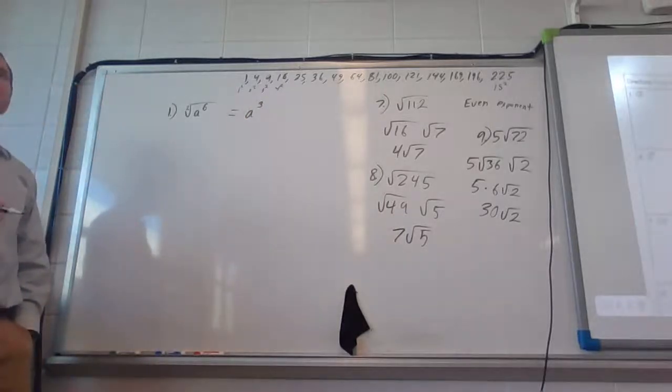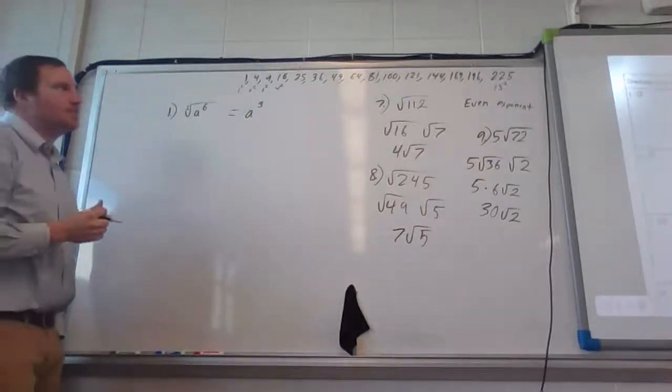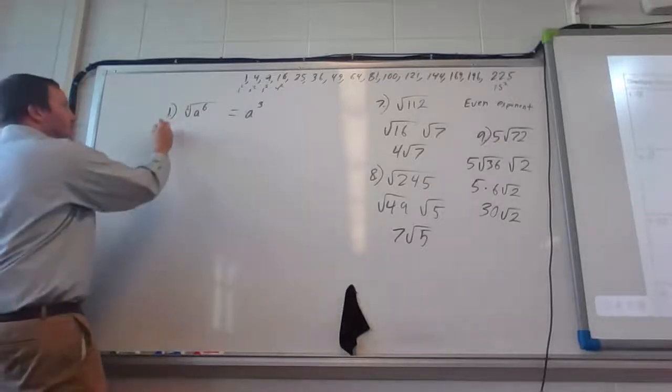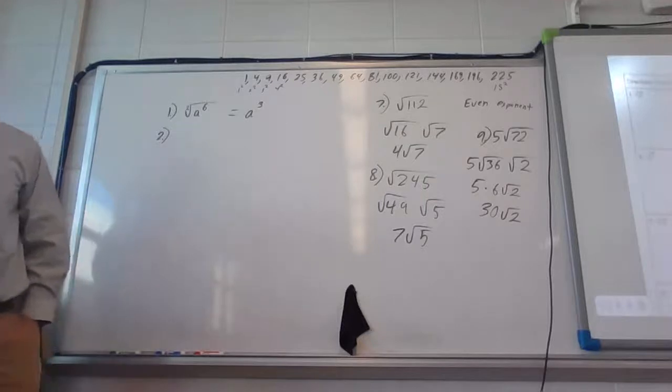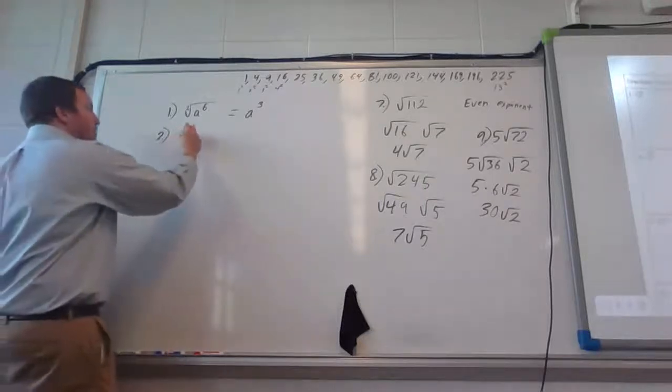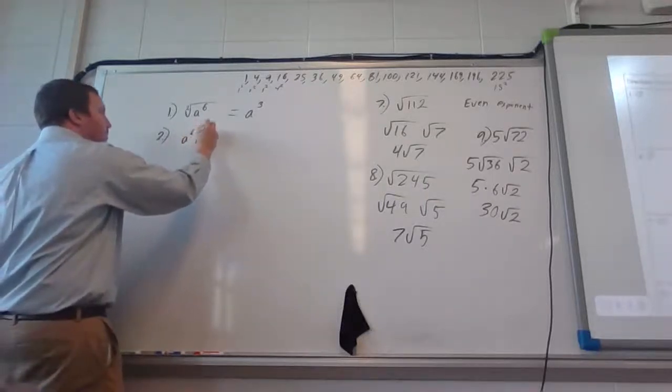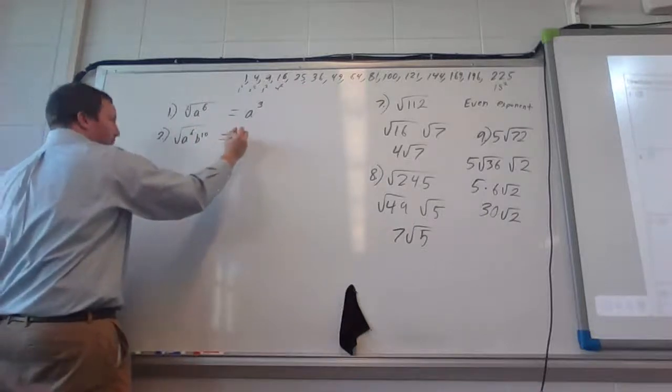Wait, that's the answer? Mhm. So you just divide, if it's even, you just divide the exponent by 2. So if it's even, divide your exponent by 2. So we have a to the 6th, b to the 10th. So that'd be a to the 3rd, b to the 5th, right? That's exactly right.